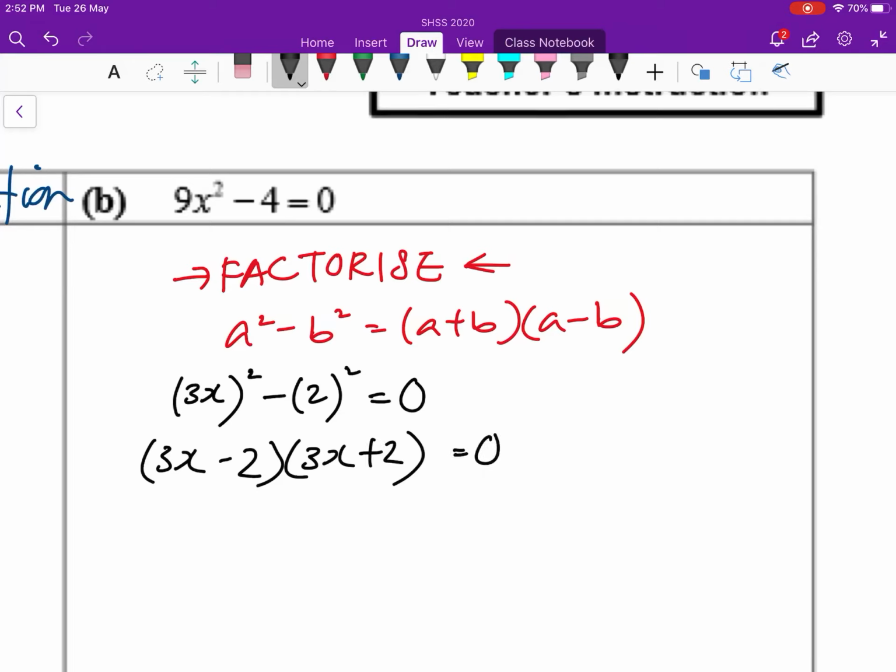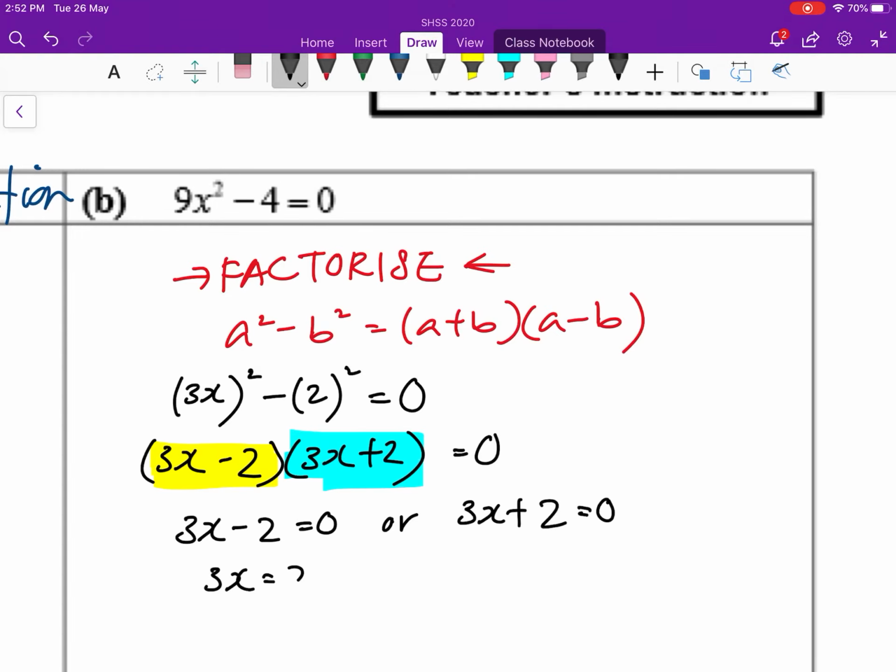You should be good at this now. From here, you know, yellow color times blue color gives you 0. So either the yellow color equals to 0 or the blue color equals to 0. Plus 2 on both sides, so 3x equals to 2 or 3x equals to minus 2. Divide by 3. Divide by 3. Final answer. Done for part B.